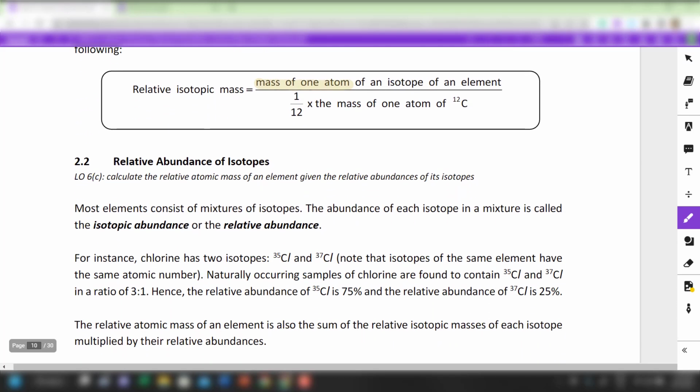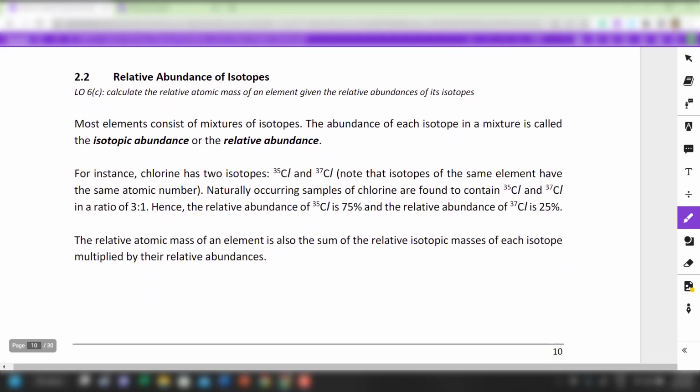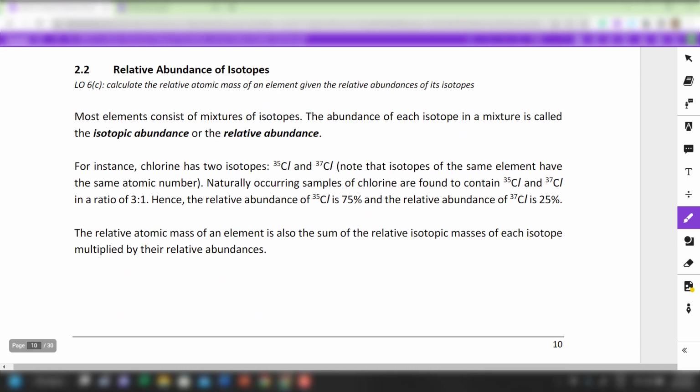Okay, what about the relative abundance of isotopes? Again, it's a mixture that is unknown to us, but you need to know some common ones. So for example, chlorine, we have chlorine-35 and chlorine-37. Okay, so the natural abundance is about 3 to 1. So we have 75% chlorine-35, 25% chlorine-37. That is why the relative atomic mass of chlorine is 35.5. It's closer to 35 rather than 37.